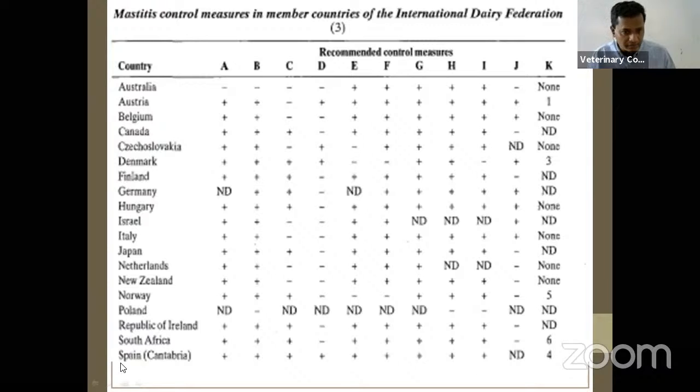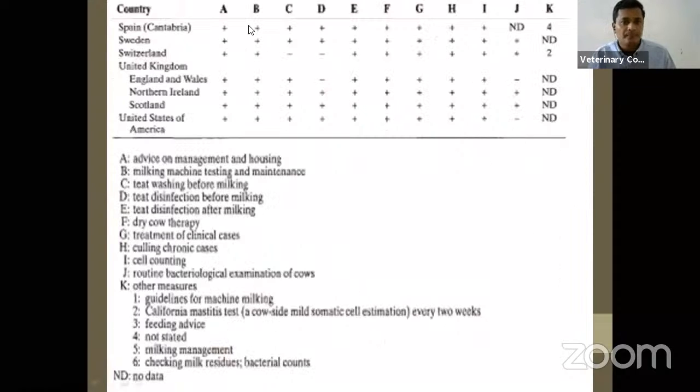You just look for which country has more pluses. I think it is Spain. In Spain, you see almost all pluses, except for one parameter which has not been studied by the group from which I have taken this. Next, I think Canada. This is also good, Austria. So these are the countries having these mastitis control measures. USA also has a robust number of pluses.